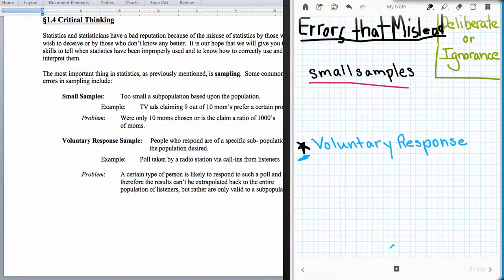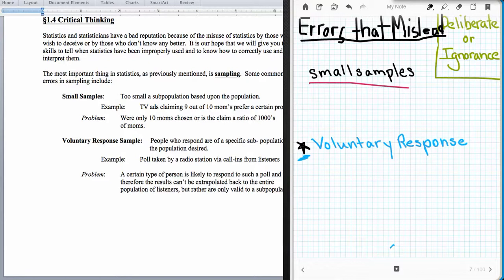What we are hoping to do by introducing this to you is to help you decide where errors may be present, to help you not make errors on your own due to ignorance, and to help you judge whether someone's deliberately trying to mislead you or whether they've made a mistake just because they didn't know any better, and now you will know better. So the first thing that we want to talk about is small samples.